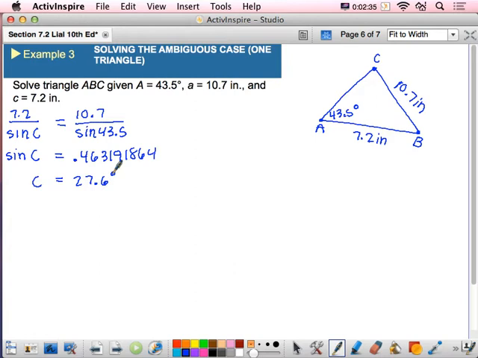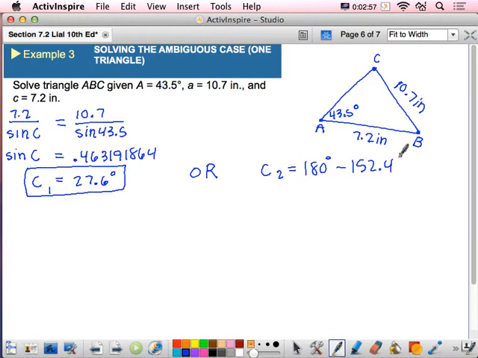But there's also the possibility that it could happen over in quadrant 2. If that's the case, then it would equal 180 minus that, because that's how you find the reference angle. And that was 152.4 degrees. Whoops. Let's finish that. So that's our second possibility for C. Let's finish up on the left side.